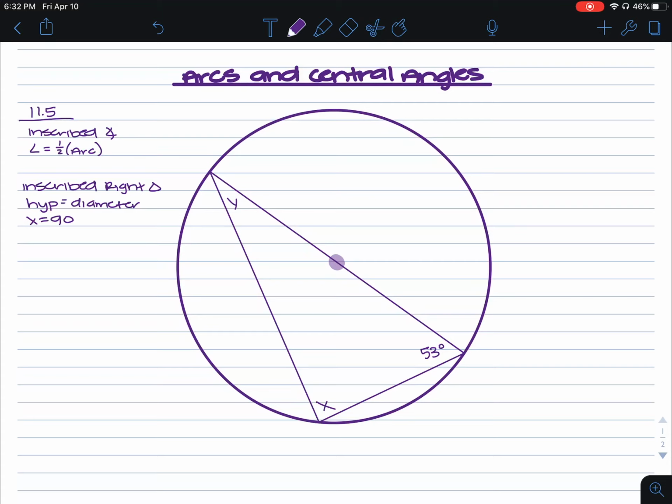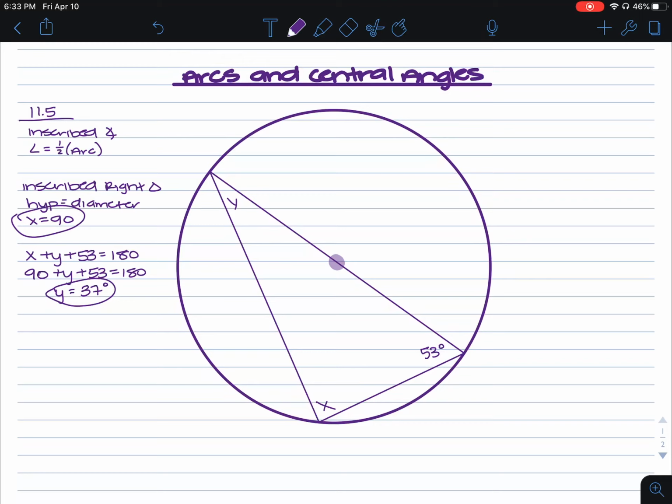But I still have to find y. Okay, so if we remember way back when, in a triangle, all my angles add to be 180. So I have my three angles here, so I have x plus y plus 53 equals 180. Well, I know that x is 90, so I can replace that. 90 plus y plus 53 equals 180. When I combine my 90 and 53 and then subtract from 180, I should get y to be 37 degrees. I have my y, I have my x, and I am good to go.